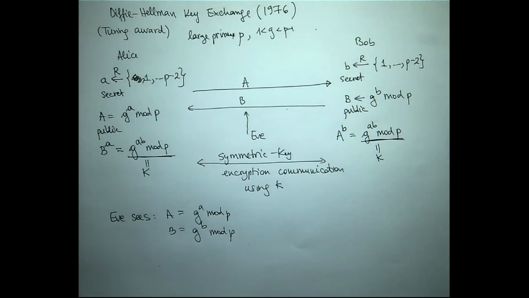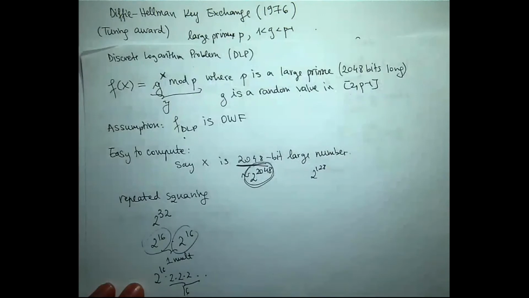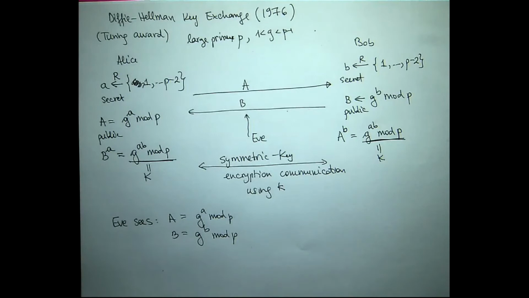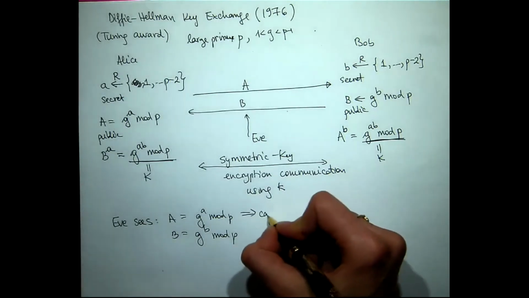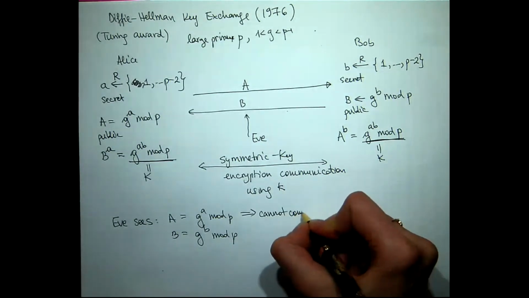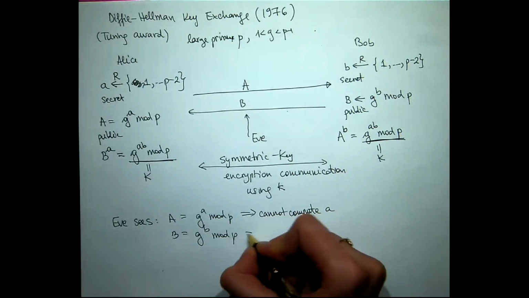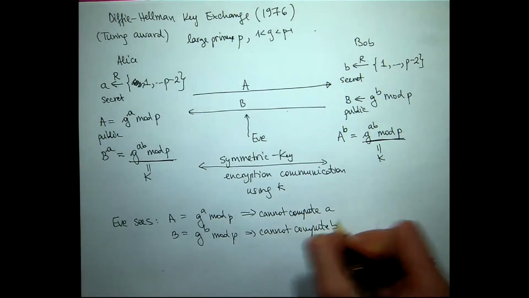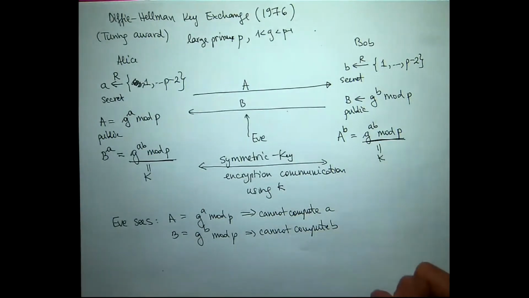Exactly, because you cannot get little b or little a. It's a one-way function, it's hard to invert. Okay, the discrete logarithm problem about which we just learned. Here, this is a discrete logarithm problem. It's hard to invert. So because of that, Eve cannot compute little a and cannot compute little b. And you need a and b to compute G to the AB.